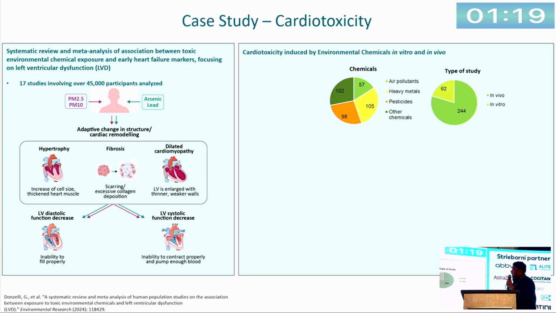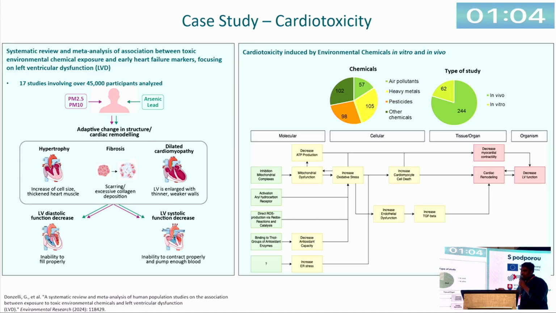Then in parallel, my colleagues and I performed a systematic review on cardiotoxicity induced by environmental chemicals using in vitro and in vivo studies. Then we summarized and extracted information from all these studies. Then we put this information together into an AOP framework that is connected to the adverse outcome that we observed in the epidemiological study. So now our consortium is developing a physiological model using cardiomyocytes, and they are trying to expose them to certain chemicals and identify the biomarkers using multi-omics approaches that could be implemented in a future biomonitoring study.